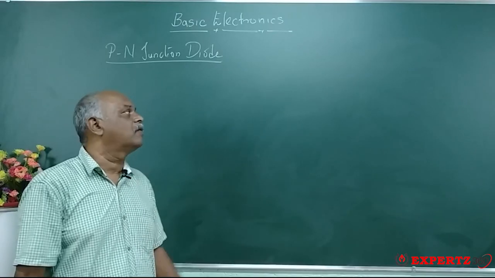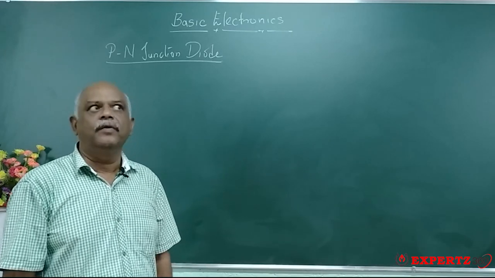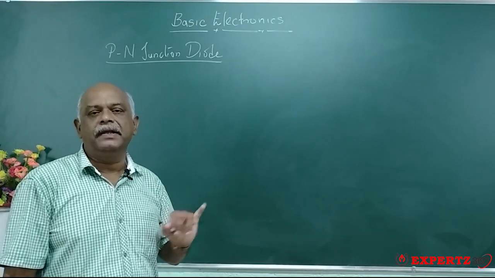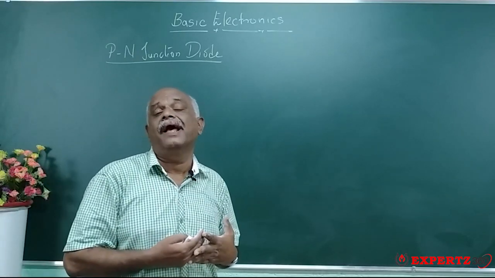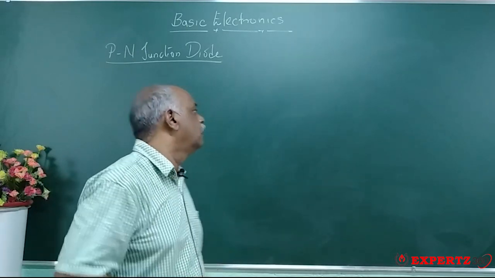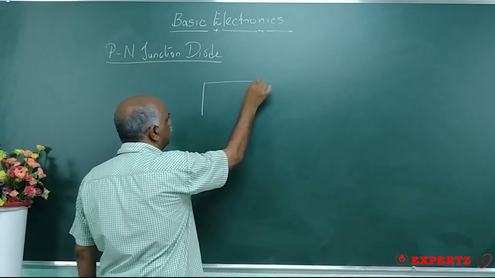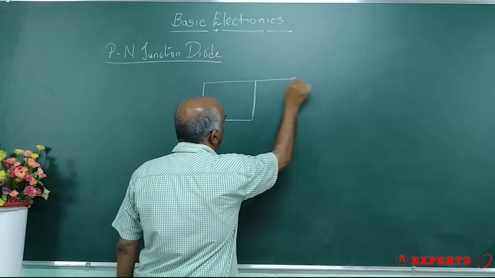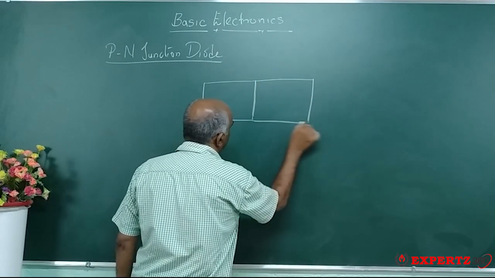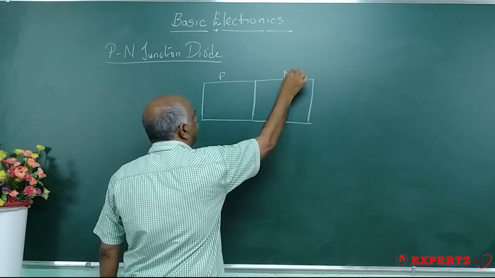So, now let us come to the next topic, the p-n junction diode. We have studied what a p-type material is and what an n-type material is. Now I am going to fuse this p-type material and an n-type material. Let us fuse a p-type material and an n-type material. I have a p-type and an n-type.